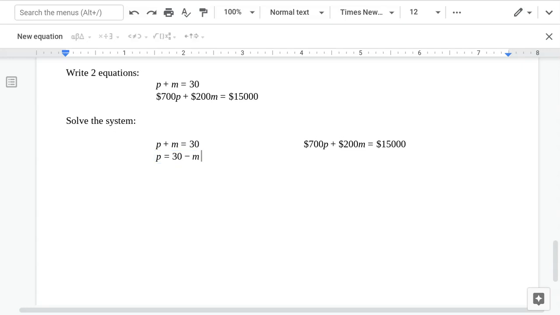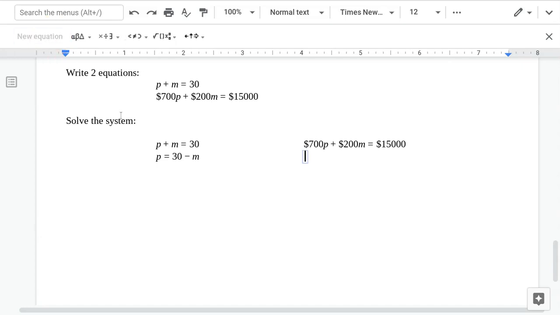Okay, so with a quick step there, we know what P is equal to, and that now gives us the go-ahead to replace the letter P with the expression 30 minus M. And so we have the variable P over here in this equation. If we replace that with the expression 30 minus M, we are going to have an equation with only one variable. So let's go ahead and try that over here in our second equation.